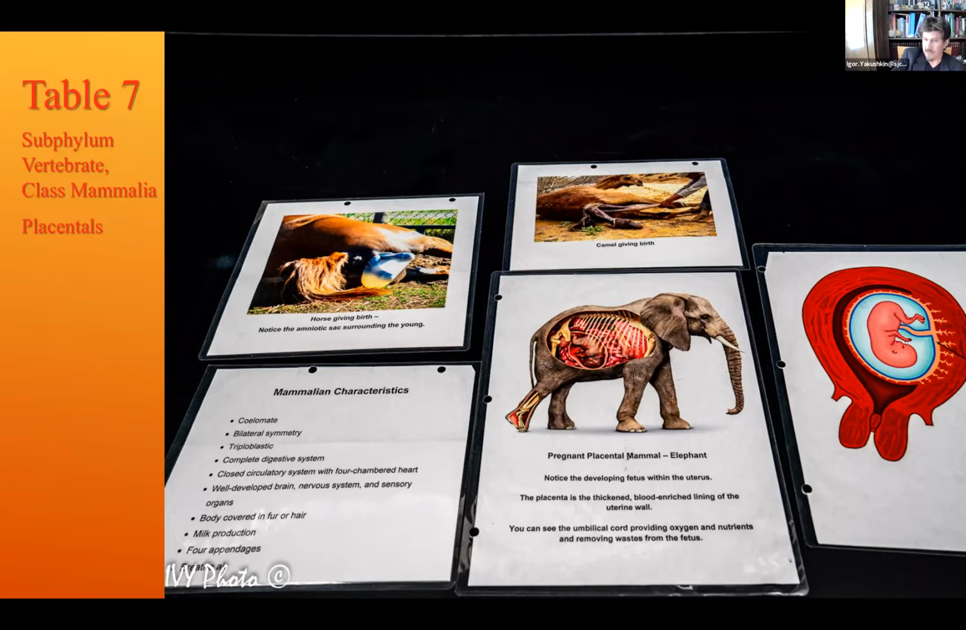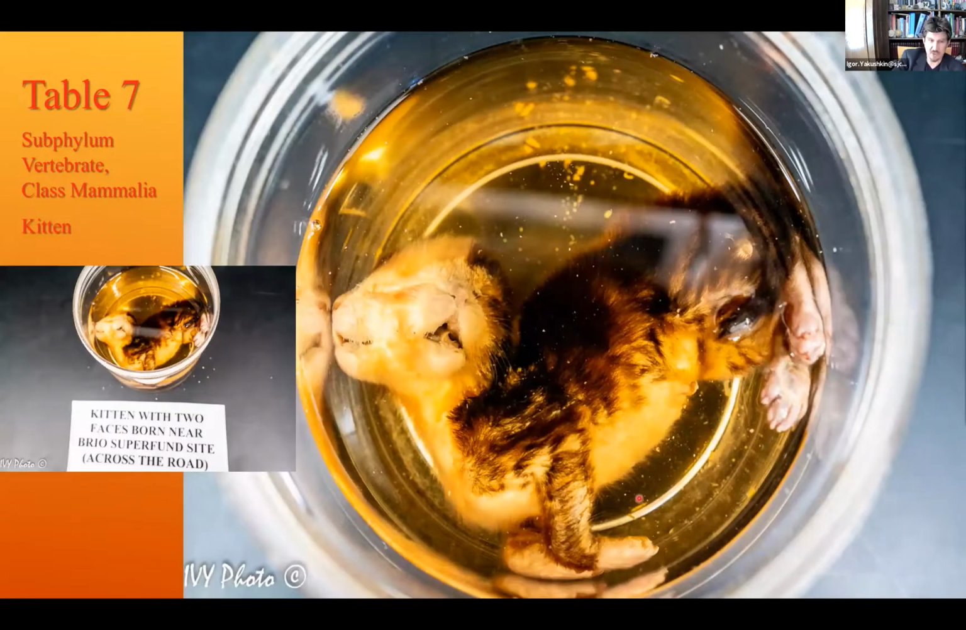So we got that part, and let's take a look here. Oh, that's kind of interesting. That's a cat, right? Everybody understands. A preserved specimen of the two-headed kitten.